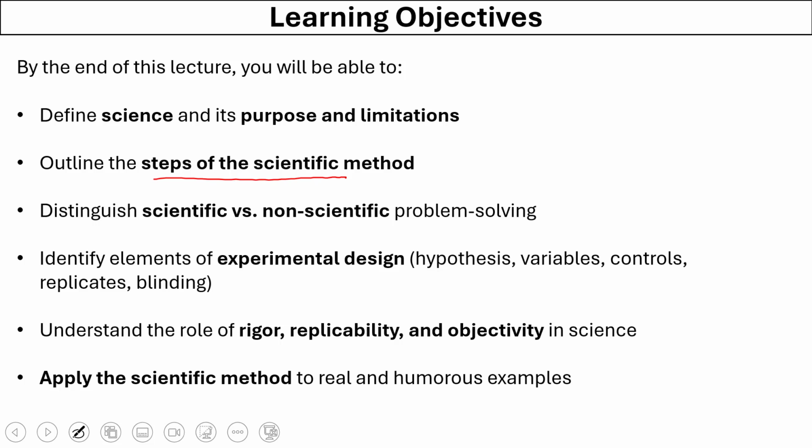Not all questions need to be answered in a lab or with tabular data, but still you can have a scientific or non-scientific approach to solving a problem. Then we'll break down what goes into an experiment and learn about terms like hypotheses, variables, controls, replicates, and what blinding is. We'll also talk about certain jargon in the field of science such as rigor, reproducibility, and objectivity.